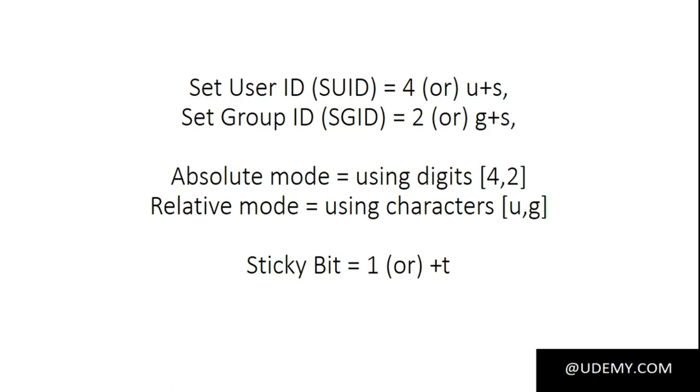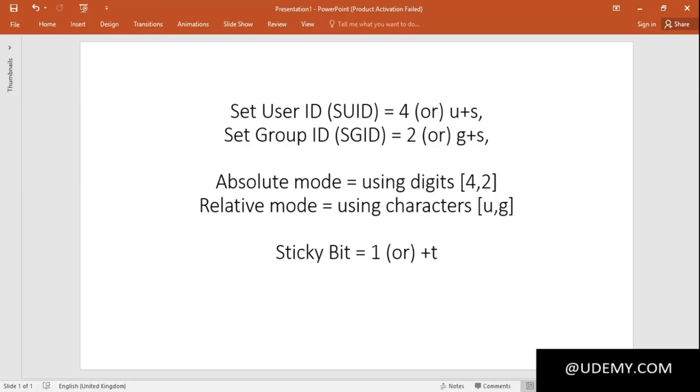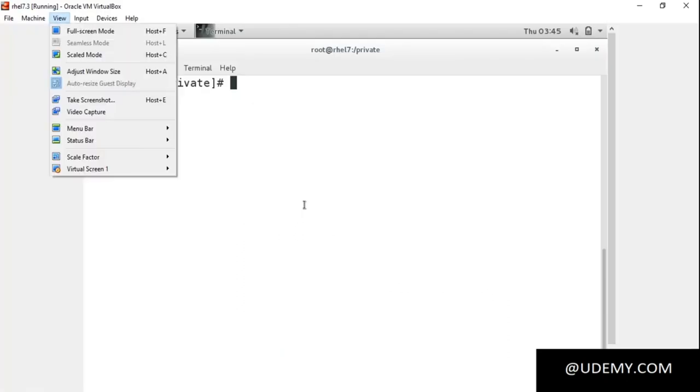I hope you know that absolute mode means using digits to assign permissions and relative mode means using characters with a plus sign to add permissions and a minus sign to remove permissions. Then we have sticky bit with a value of 1, and you can also use +t. I will explain sticky bit in the next lecture.